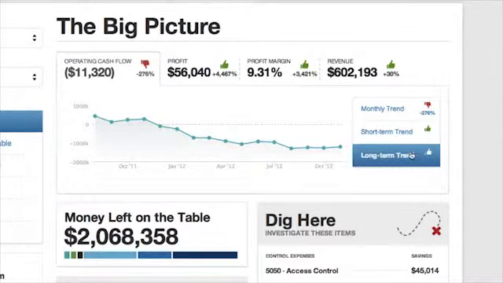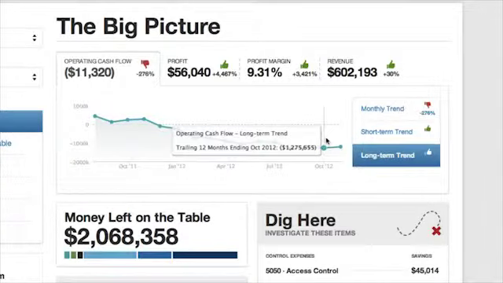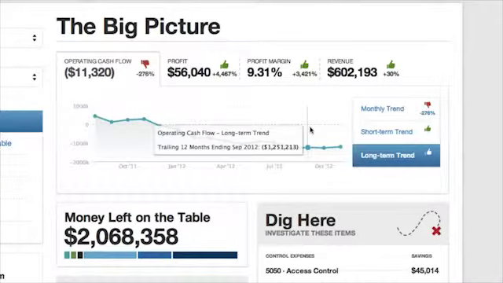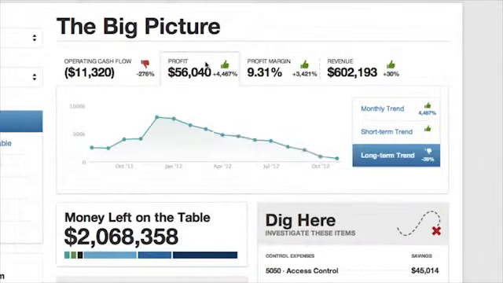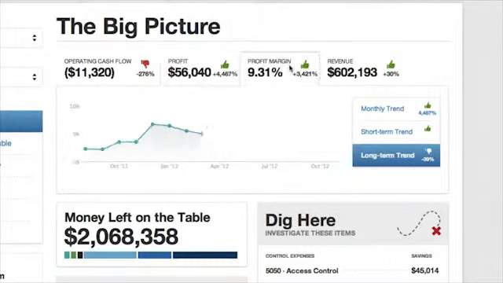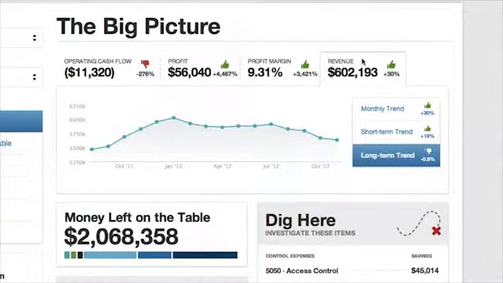Moving your mouse over the graph highlights the specific amounts and dates in all CFO Scoreboard graphs. The big picture starts with operating cash flow, then highlights your profits, profit margin, and finally revenue. Selecting any one of these will automatically change the graph and enable you to see the trends for each category.